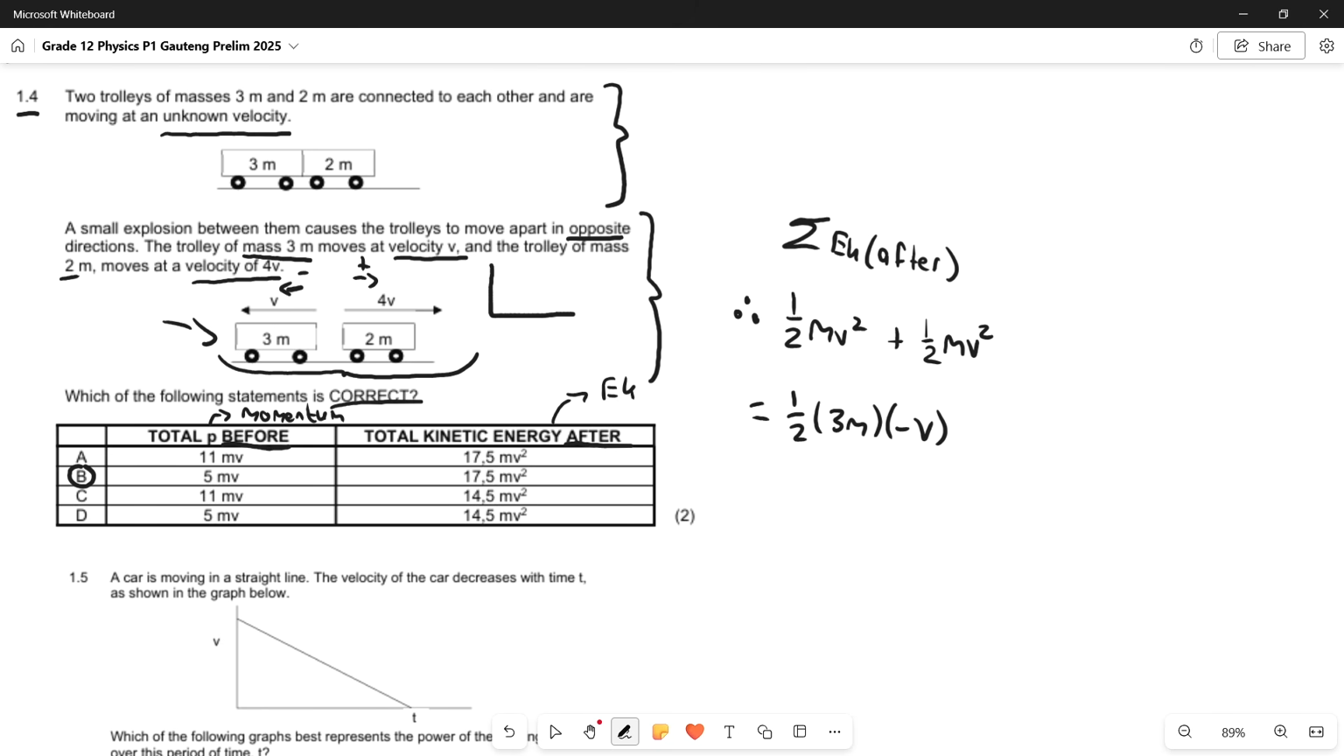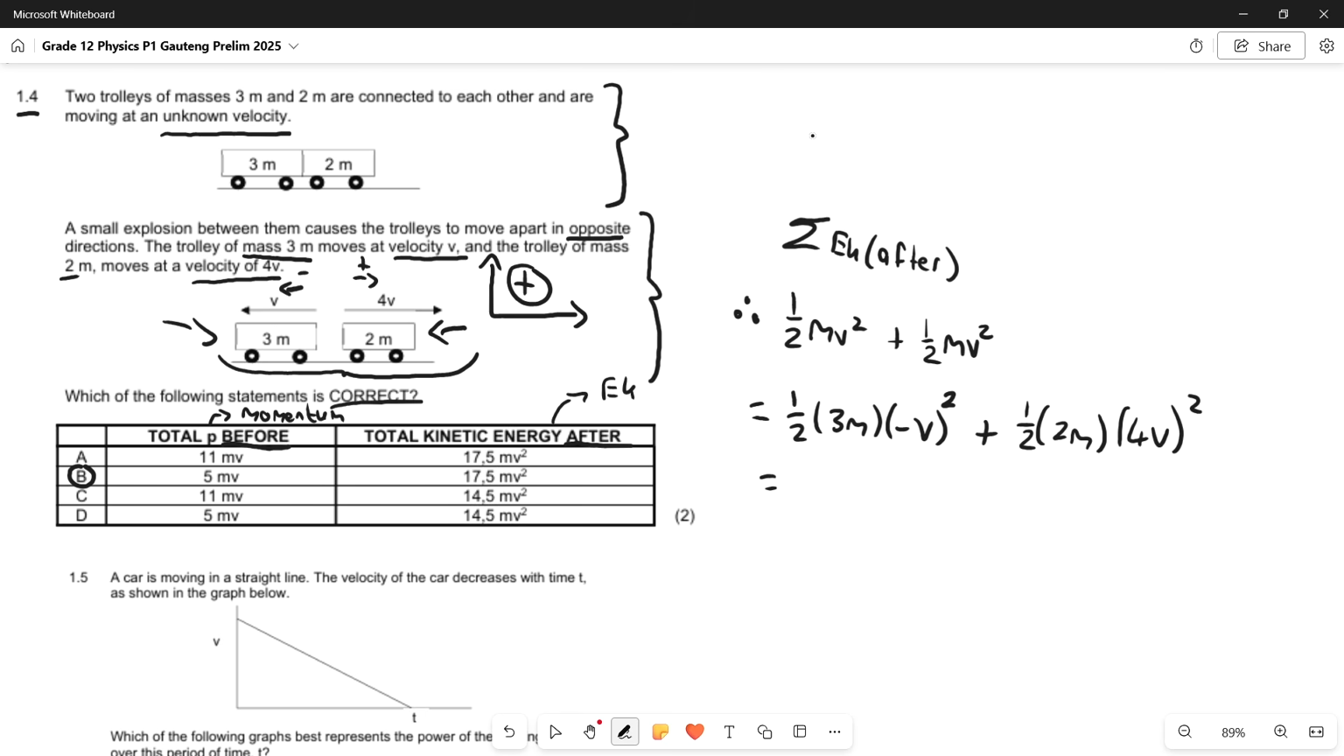We'll usually take right and up as positive in this section as well as free fall, which means we have negative v. Ultimately, that won't affect us because we have a square over here, plus half 2m, as we can see over here, multiplied by 4v squared because we have the velocity over here of this one, which means this is the formula set up for the total kinetic energy after.